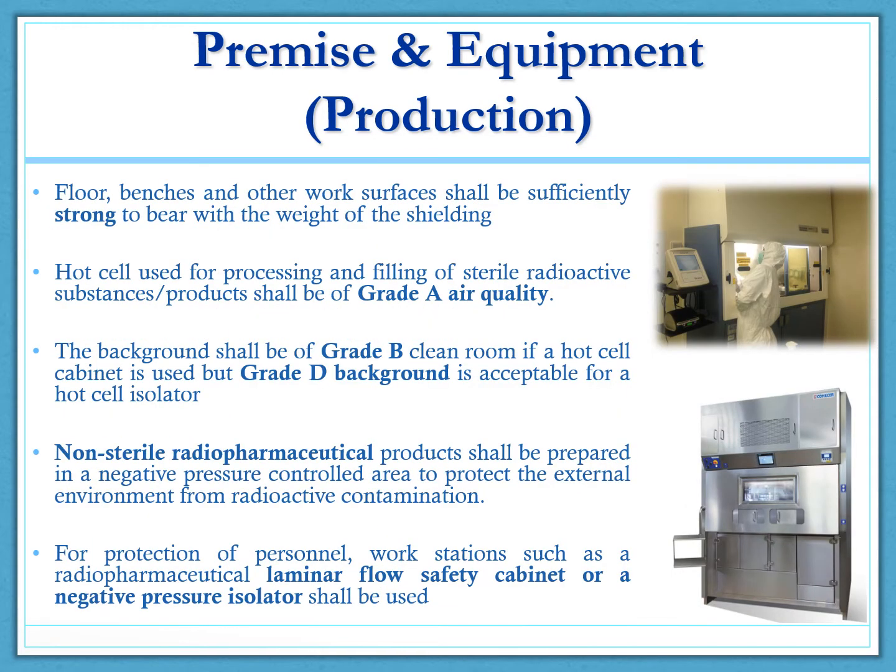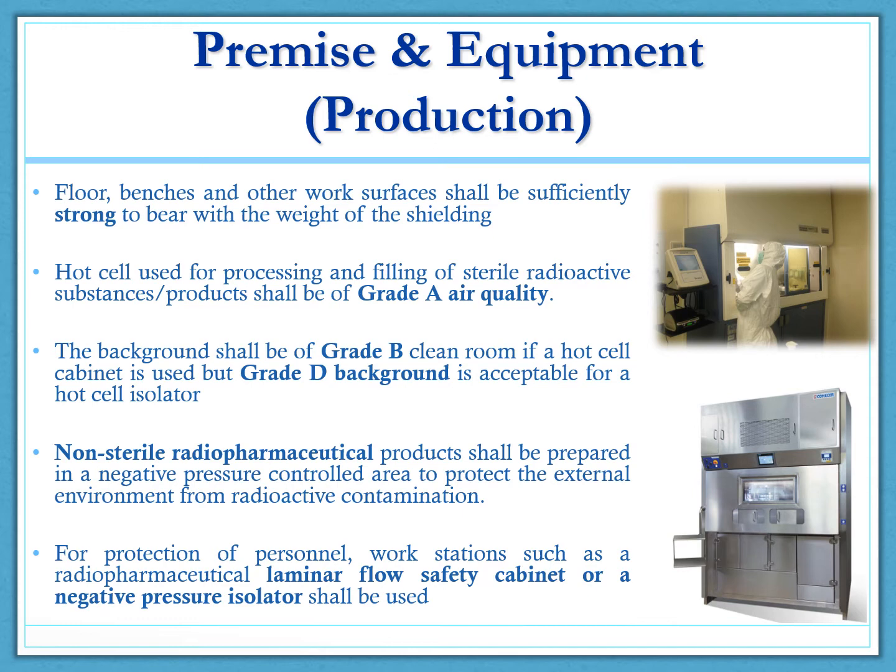Floors, benches, and other work surfaces shall be sufficiently strong to bear the weight of the shielding, because you have to bear in mind our isolator or laminar flow cabinet is very, very heavy because it has lead shielding around it. So a hot cell used for processing and filling of sterile radioactive substances shall be grade A quality. The background shall be grade B if we are using the hot cell cabinet, and grade D if we are using a hot cell. Unsterile radiopharmaceutical products shall be prepared in a negative pressure controlled area to protect the external environment from radioactive contamination.